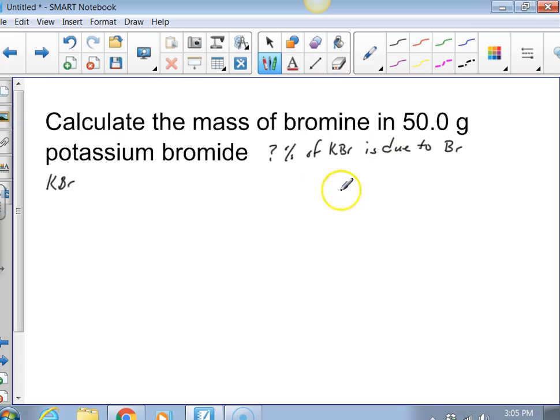And as we find that, we can say that we have an X percentage. We can then take that percentage of 50 grams. Because percentage doesn't depend upon mass, percentage is a ratio. It's always going to be a constant for a compound. So our first step in this, we would need to find the molar mass of potassium bromide. So we have 1 mole potassium, and we have 1 mole bromine.